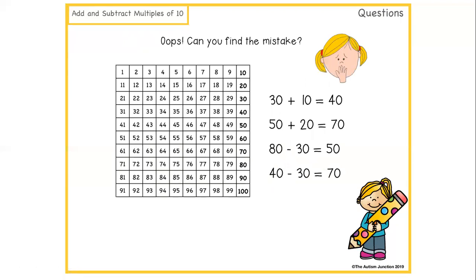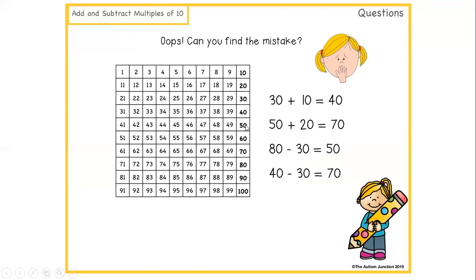Oh, it looks like they made a mistake somewhere here. So let's look at, first things first, you always check the sign. So we have 30 plus 10. We start on 30 and we go down the chart by 10 to give us 40. So that one looks okay.